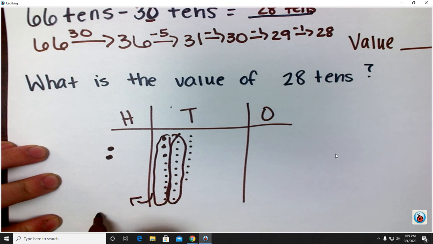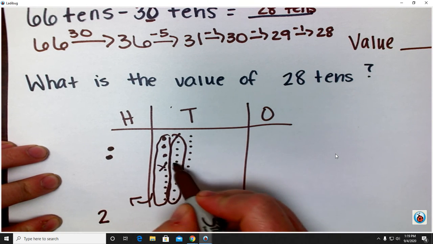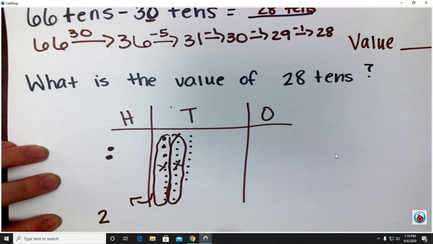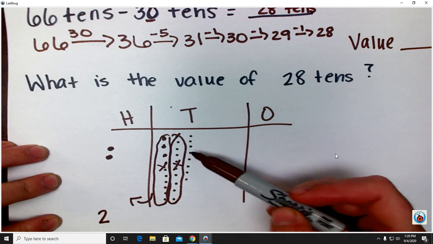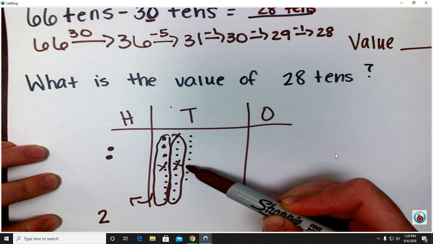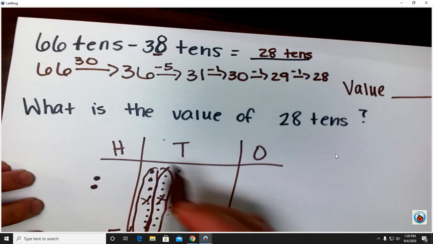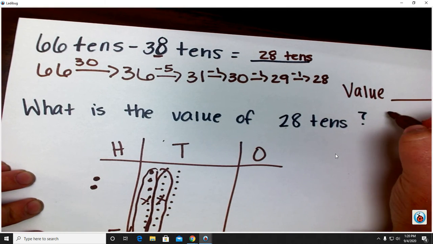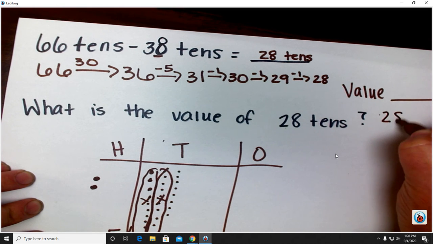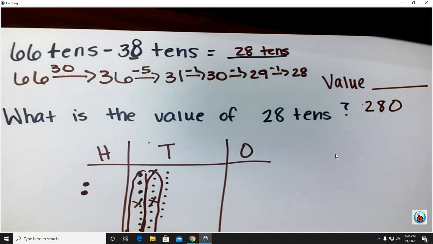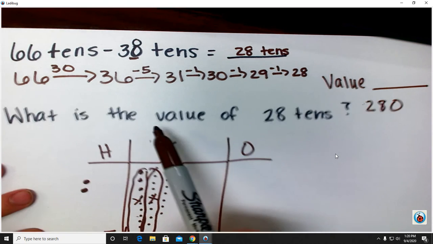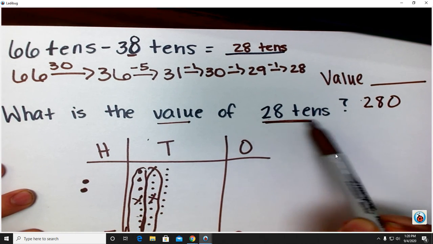Okay? So now I have 200 because I got rid of these in the tens. They went over to the hundreds, but I still have some tens left. 1, 2, 3, 4, 5, 6, 7, 8. I have 8 tens and 0 ones. So I know the value of 28 tens is actually 280. Okay, so if you need to draw the place value chart to understand the value of one of these numbers, that's totally okay.